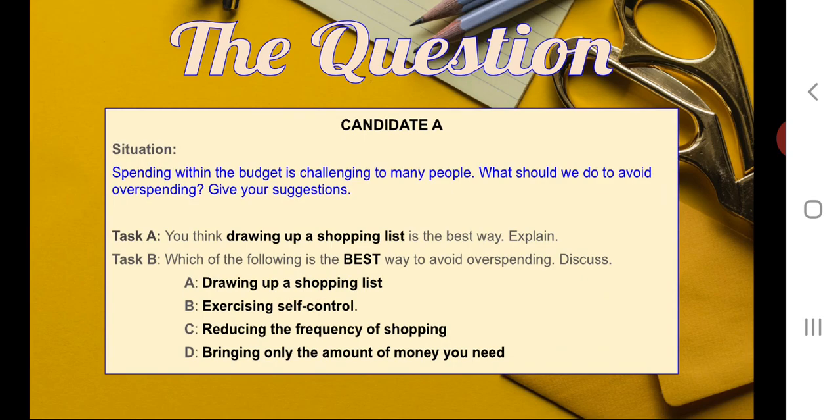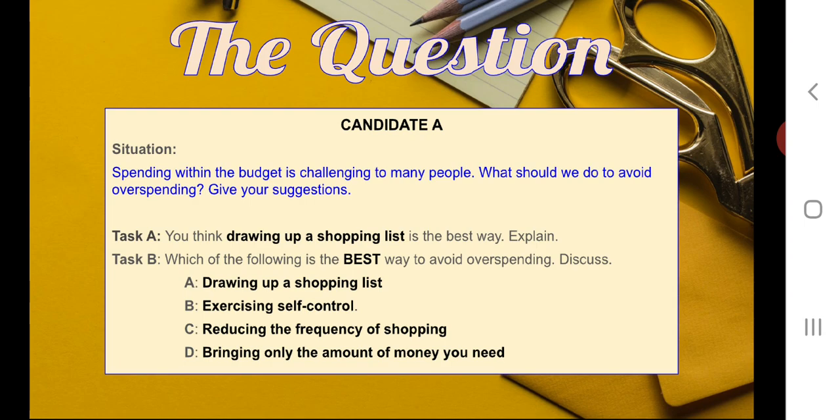The situation says, spending within the budget is challenging to many people. What should we do to avoid overspending? Give your suggestions. Task A says, you think drawing up a shopping list is the best way. Explain. So here, it is obvious that candidate A is supposed to talk about how or why drawing up a shopping list is the best way.